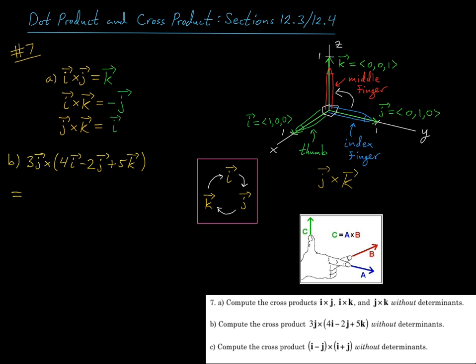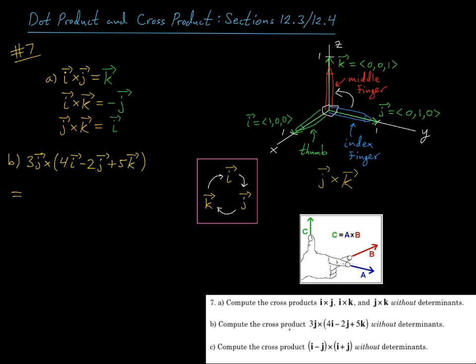How about j cross k? We'll go from j to k. That puts me at i, and that's right there. How about, say, j cross i? So if I go from j to i, I'm moving backwards. That's going to put me at negative k, so on and so forth. All right, so now with all of this in place, let's check out B and C.